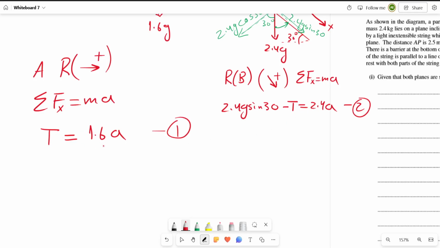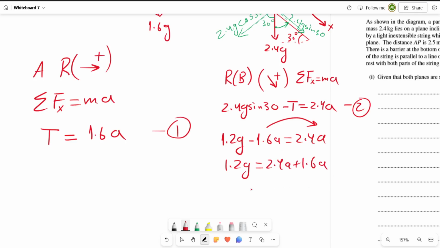So straight away, I see that I can substitute 1.6A into this T. So let's do that. I'm going to have 2.4 sine 30, which is 0.5, so 2.4 divided by 2 is 1.2 g, minus tension, which I can replace with 1.6a, is going to equal 2.4a. Moving this to the other side, I'm going to have 1.2g equals 2.4a plus 1.6a. So 1.2g equals 4a.